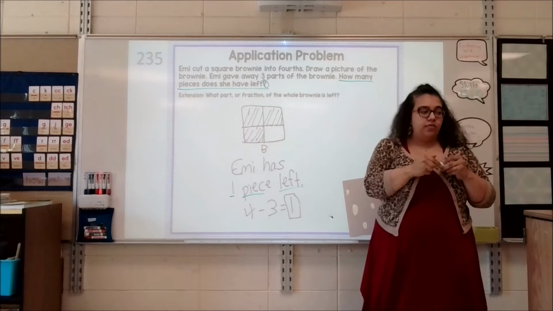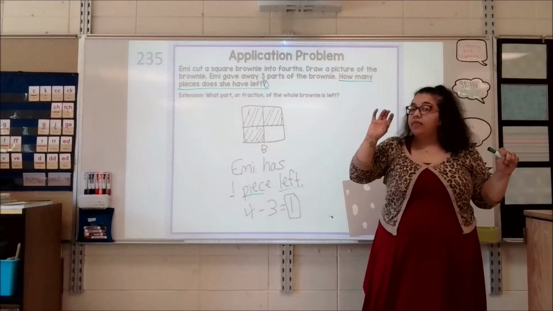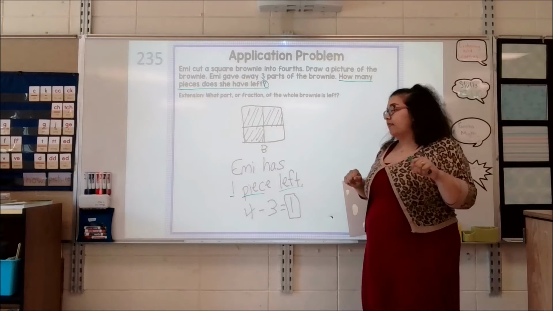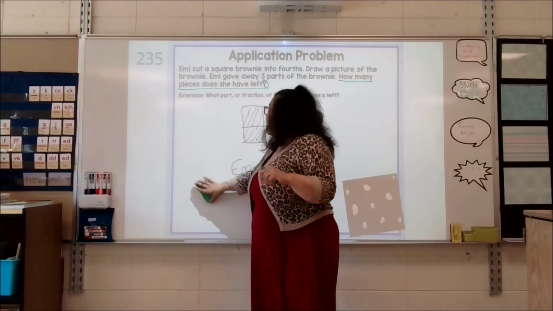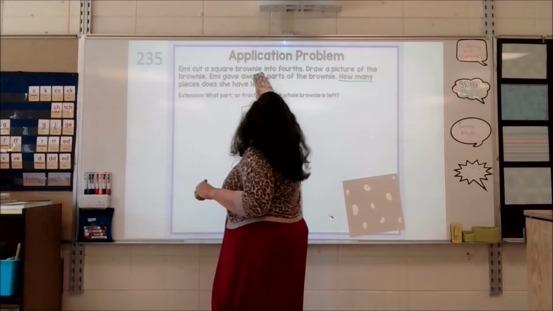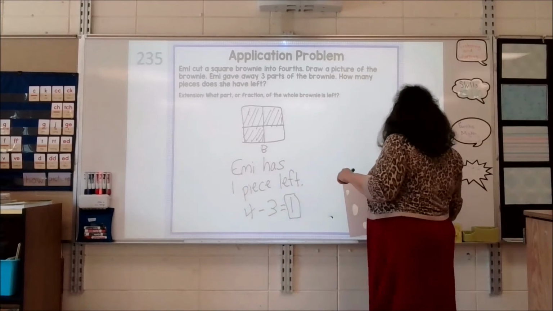1 piece. You have to have your number and your object. You have to have both those pieces to make a complete answer. So Emmy has 1 piece left. Good job.